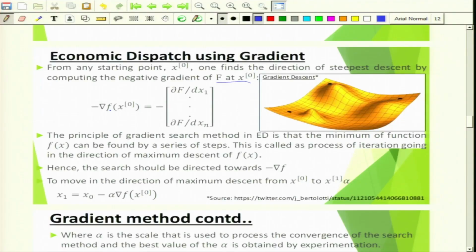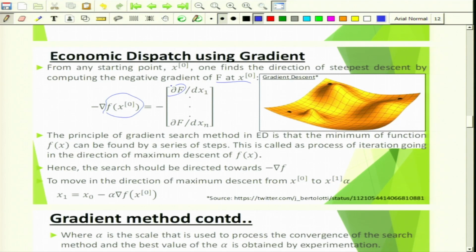Now there is a function, this is a general expression. Let's come to the Lagrangian function in the next slide. Let's say there is a general function which depends on the x variable, where x is a vector. You obtain the gradient of this function with respect to each of the variables. Gradient means a slope, that means dy by dx basically. So you find the partial derivative of the function with respect to each variable.